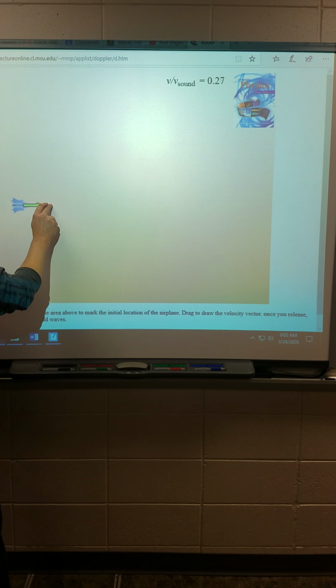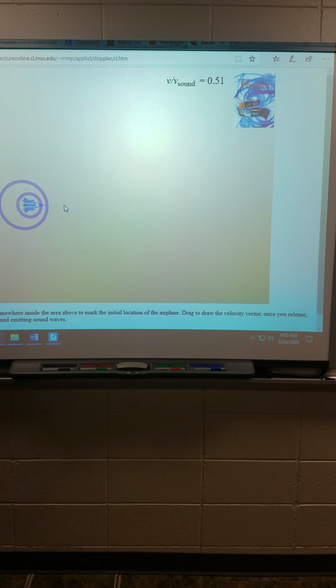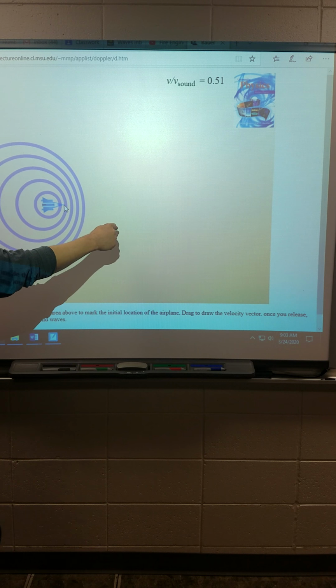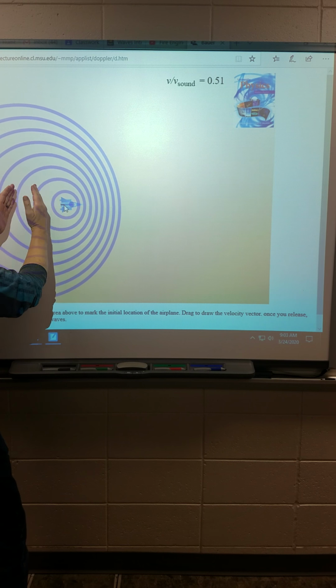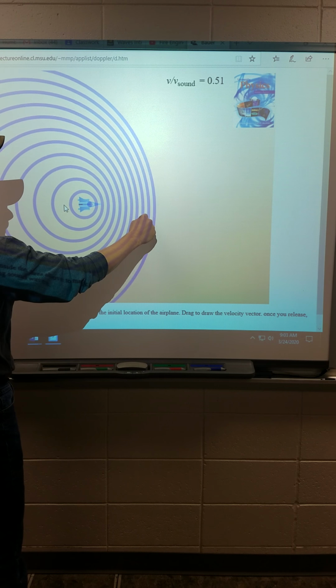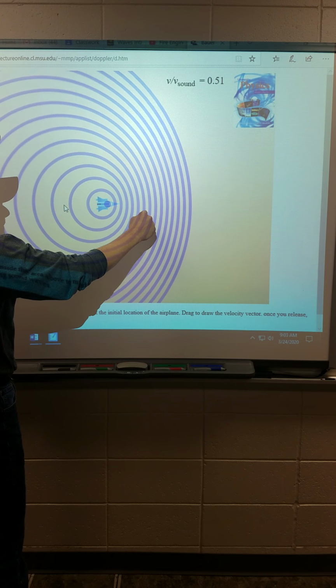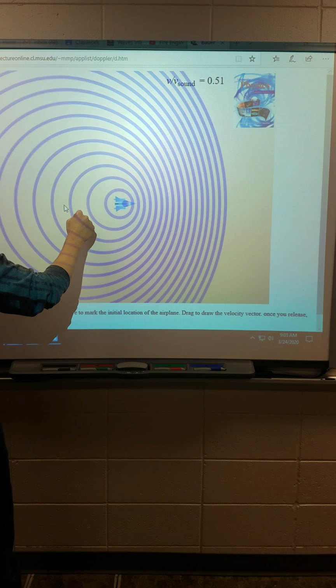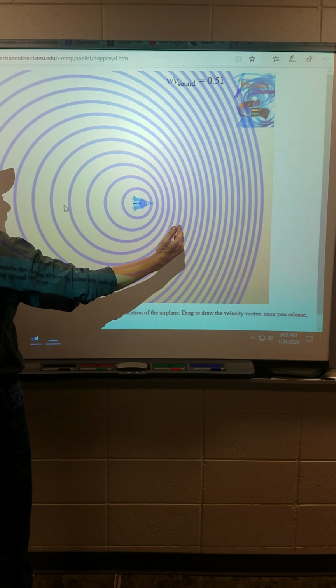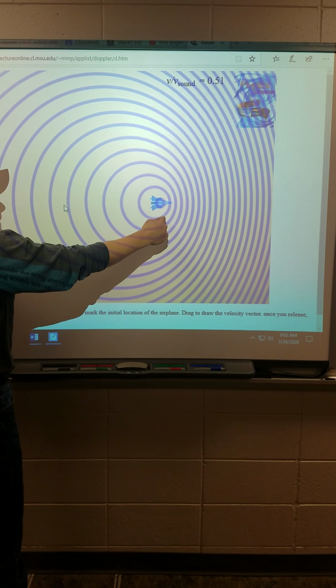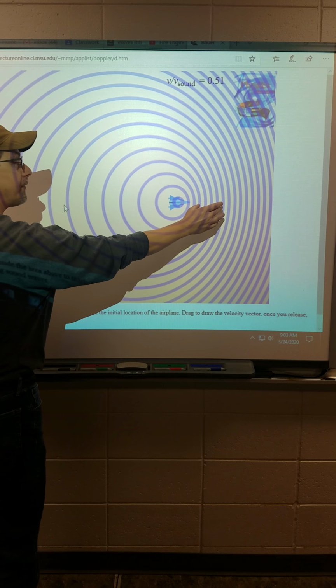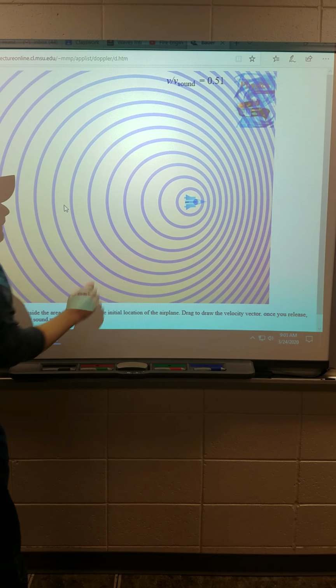But now let's say that I give this jet a little bit of a velocity, and I'm on this side. Now you'll see that even though the waves travel at the same speed, if I'm on this side, it's going to be a higher frequency and a shorter wavelength than if I'm on this side, even though the wave is traveling at the same speed. So as this jet passes you, I'm going to shift from a higher frequency to a lower frequency.